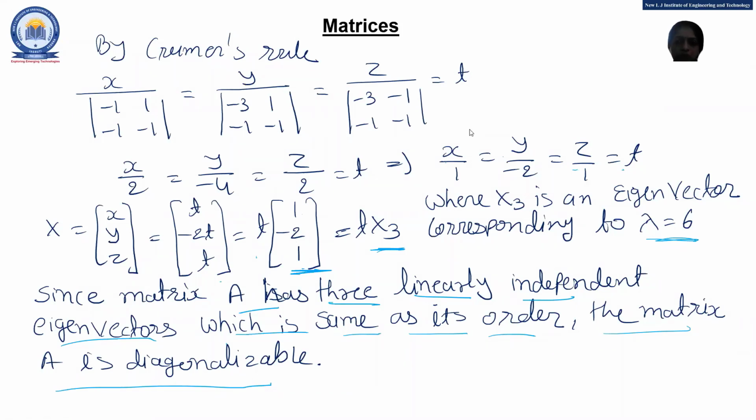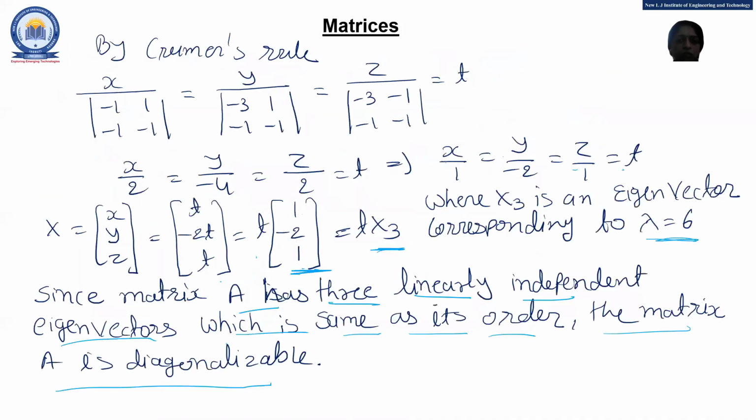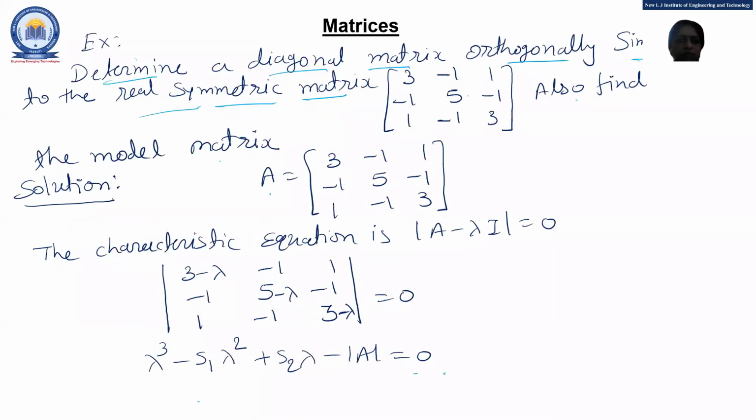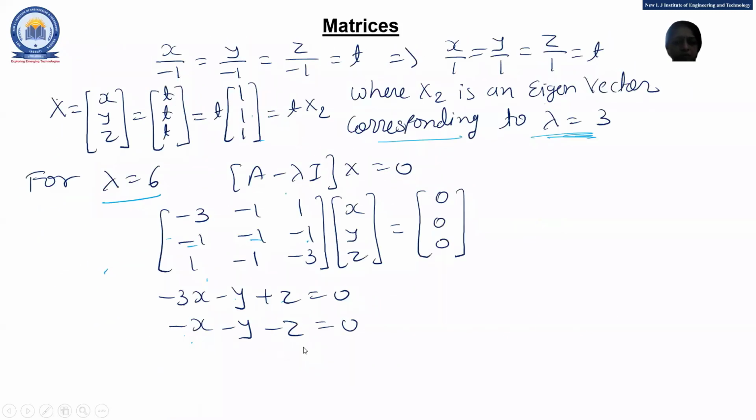Okay. Now let's move ahead. We want to prove that A is a diagonalizable matrix, but we want to determine a diagonal matrix which is orthogonally similar to this matrix. Okay, orthogonally similar.